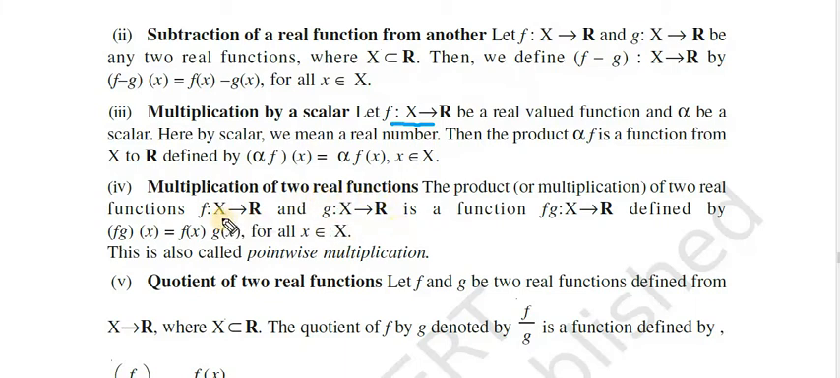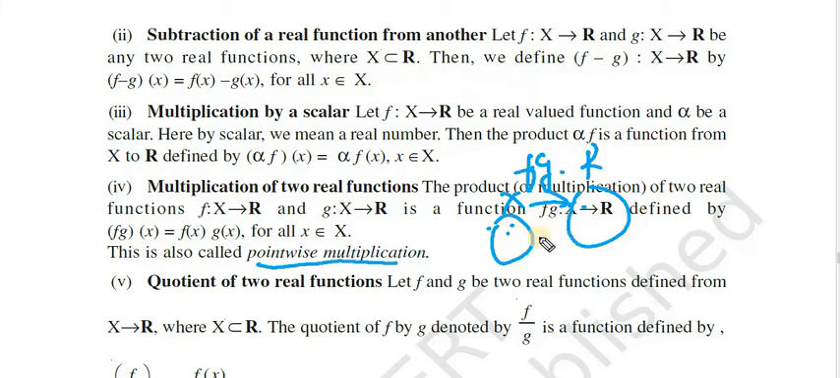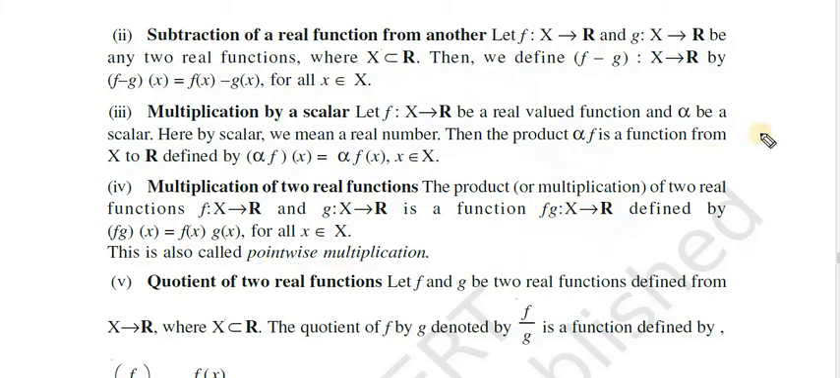Multiplication of two real valued functions. If you have real valued functions f and g from X to R, the domains should be the same. Then fg, meaning f into g, is a function from X to R, and it is defined like this: fg of x is f(x) into g(x). That's all. This is called the pointwise multiplication of functions. So you have X here and R here, and this function will be fg. This will become a little clearer after some examples.